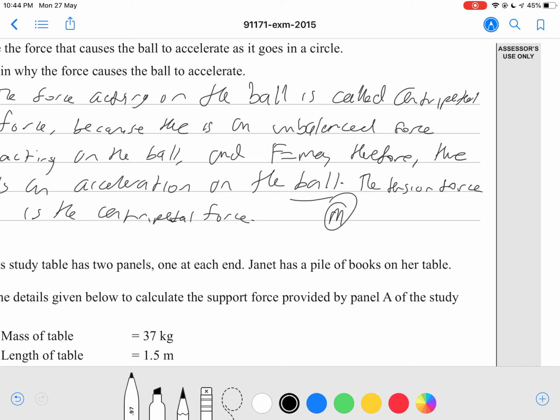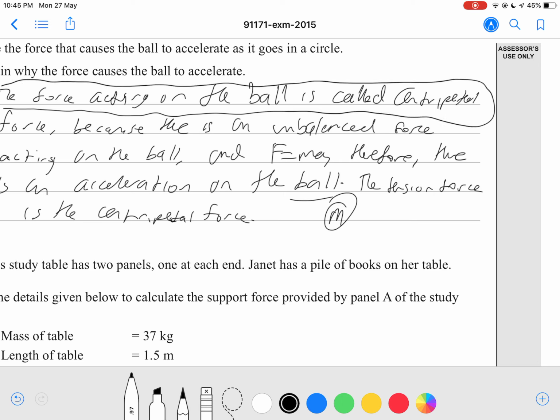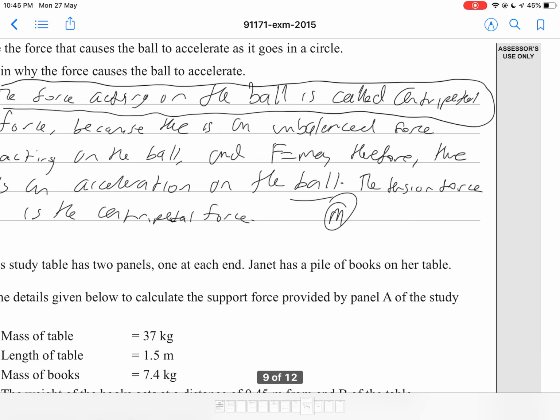To get an achieved grade, you're looking at the force being called centripetal force. So basically, just this first line here will get you an achieved grade. But for merit, you have to say that there's an unbalanced centripetal force acting on the ball, and because F equals ma, therefore there's an acceleration. So you have to link it back to get a merit.